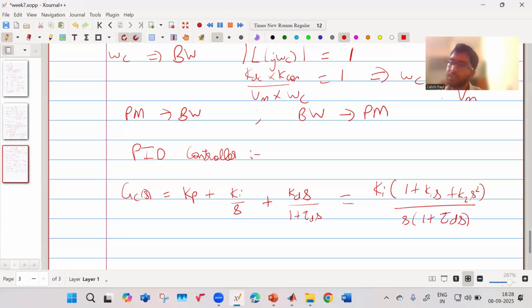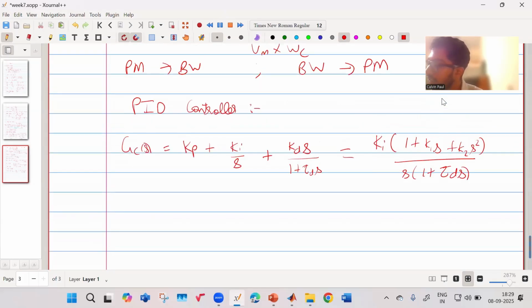So how many poles does it have? How many zeros does it have? 2 poles and 2 zeros. Okay, so there are two poles, two zeros, and one pole is at the origin, right? That pole is required for you to set the DC gain to be infinity. Okay, so that is what is done.